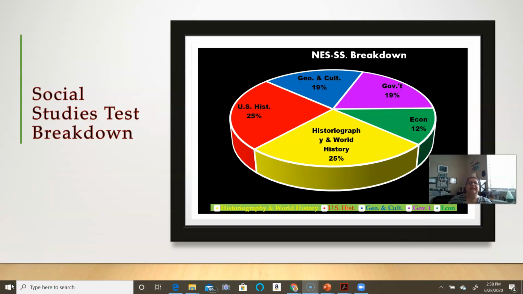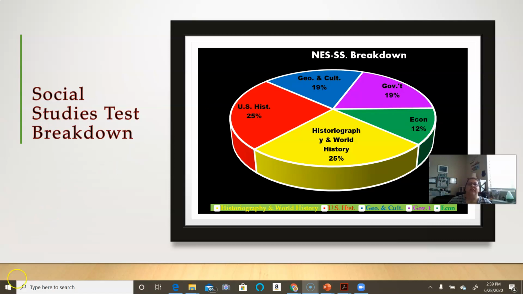So this is the NES Social Studies breakdown of how the questions are organized. The big portion of your questions here are history, U.S. history, and then the historiography or the world history. So that's about 25% for each of those sections. Geography and culture is 19% of the questions. Government will have another 19%, and then your economics will be made up of 12% of those questions.